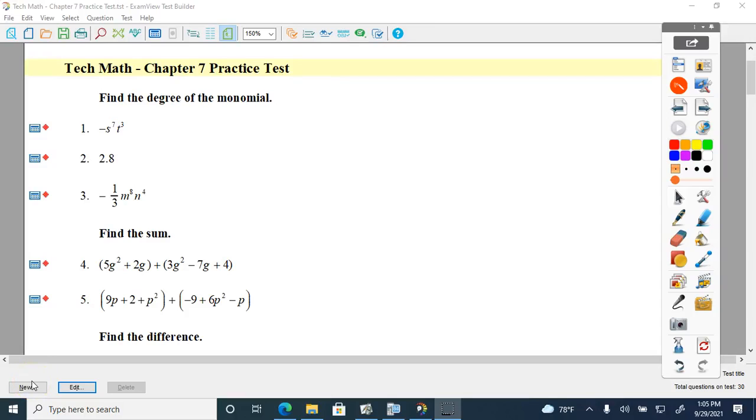Today we're going to do our practice test on chapter 7. 1, 2, and 3. Here we go. Degree. What's that mean to you? Exponents. So, what do we do with these exponents? There's 2 of them. What do we do with them? Add them. So that would be 10.